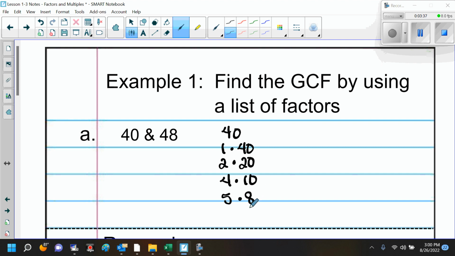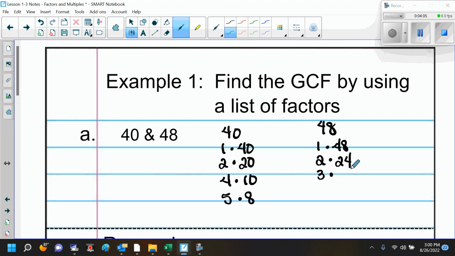6? Nope. 7? Nope. 8? And there we are again. Does everybody see how we know we're done? All right. So now we have 48. So 48, we've got, starting with 1 again, 1 times 48. 2 times 24, good.